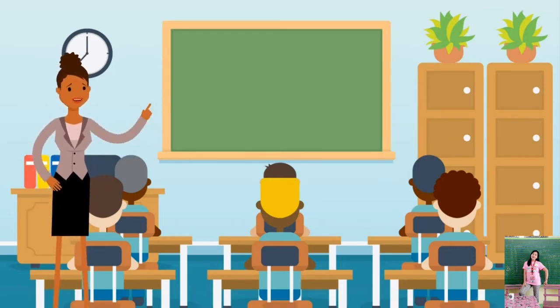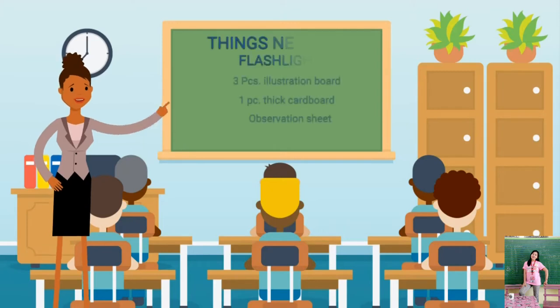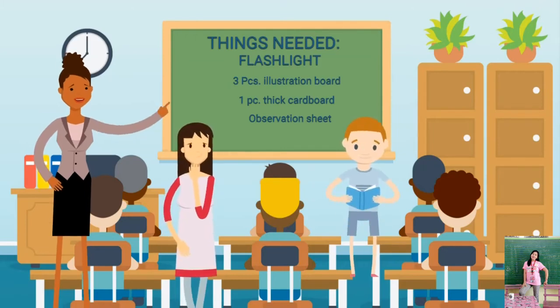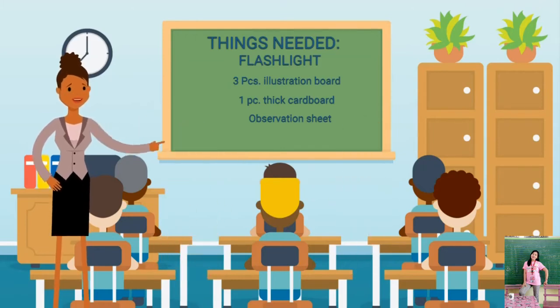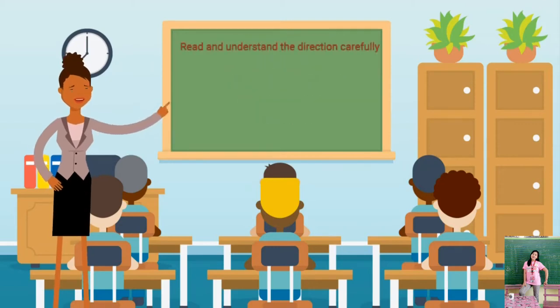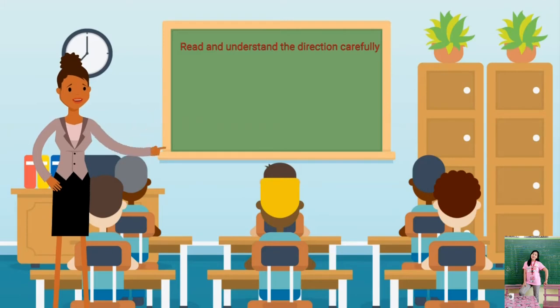Yesterday, I reminded you about the things you will use in this activity, and these are the following. Flashlight loaded with battery, 3 pieces of illustration boards with 1/8 size, and with 2 inches diameter hole in the middle, 1 piece of thick cardboard, observation sheet. And now, let's read and understand the directions to be followed in this activity.